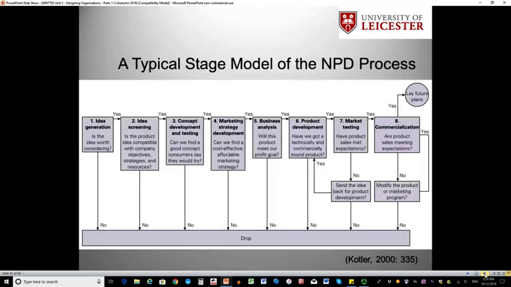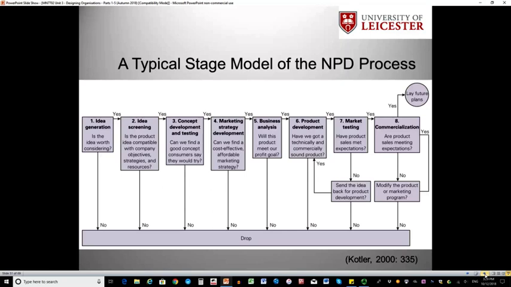Okay, so what I want to start with then is what's called a stage model. Kotler, who is a marketeer, has talked a lot about this over the years, and has produced many different versions of it. And you'll see that this breaks down the innovation process into a set of activities or subroutines that need to be achieved in order for the process to be successful.